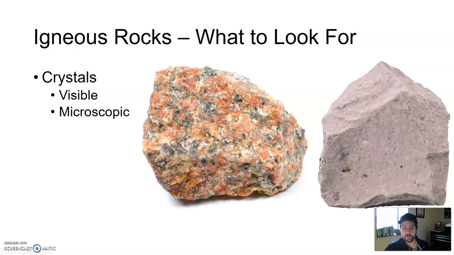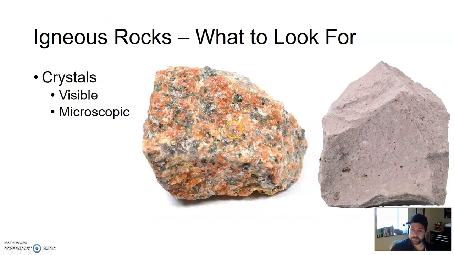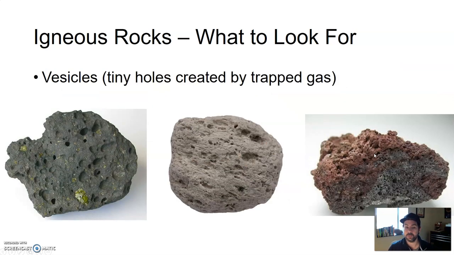Another thing we're looking for in igneous rocks are vesicles, tiny holes created by trapped gas. So that's a great indication of igneous rocks. What all of these are telling you, if you're picking these up, is that these could indicate volcanic activity. Maybe not so much the big crystal one, but a small crystalline igneous rock, well, that's lava that's flowed out to the surface and cooled very quickly.